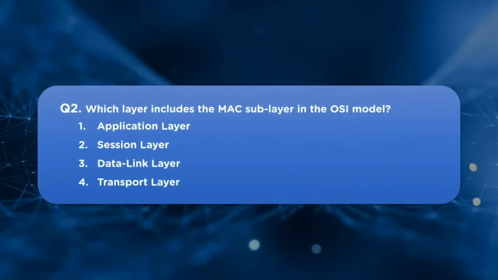Now let's take a look at another question to brush up whatever we learned so far. The question is, which layer includes the MAC sublayer in the OSI model? Option 1, application layer; option 2, session layer; option 3, data link layer; option 4, transport layer.